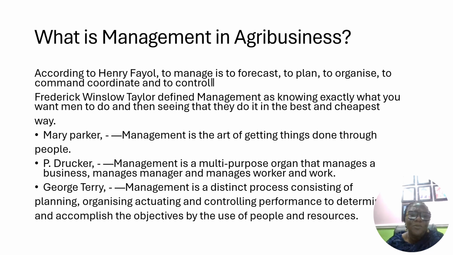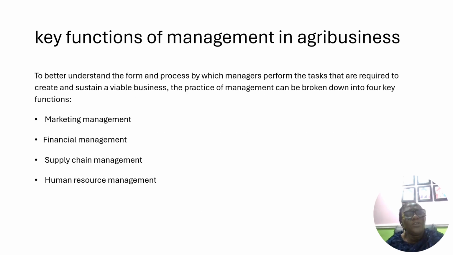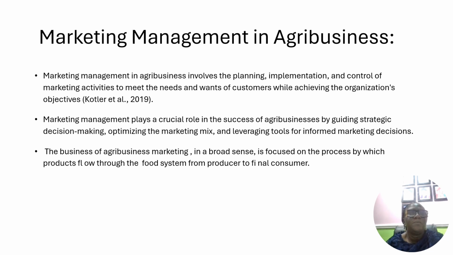Management is a distinct process consisting of planning, organizing, actuating, and controlling performance to determine and accomplish set objectives or purposes. The key functions of management in agribusiness include marketing management, financial management, supply chain management, and human resource management. So, what is marketing management in agribusiness?